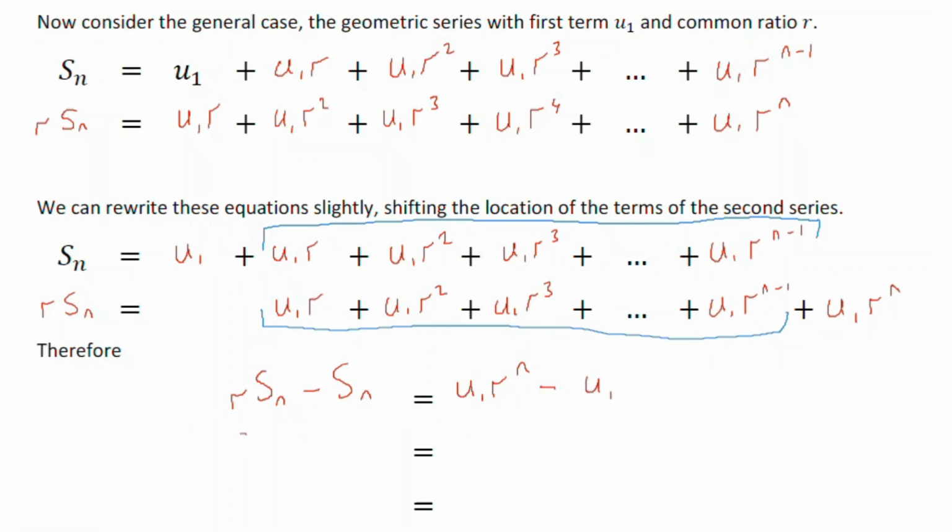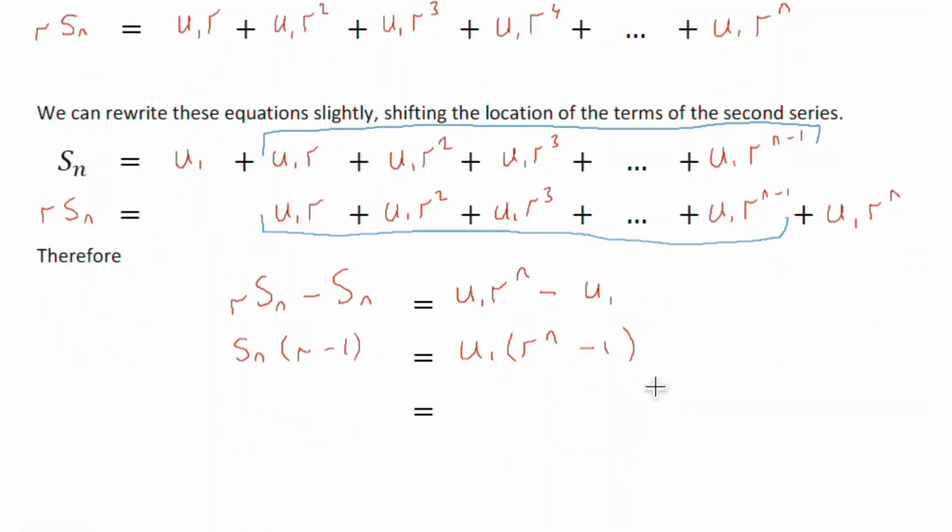Factorizing both of these, we get Sn times (r minus 1) on the left hand side, and on the right hand side we get u1 times (r to the n minus 1), which means that Sn is equal to u1 (r to the n minus 1) divided by (r minus 1).